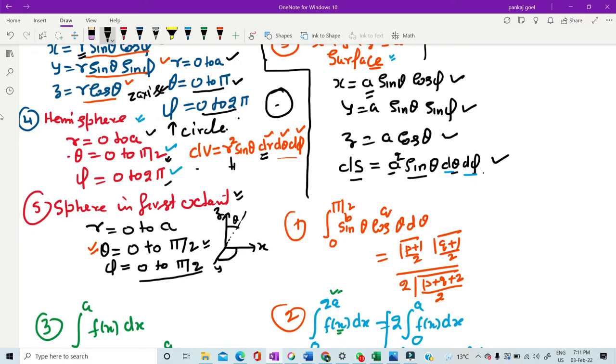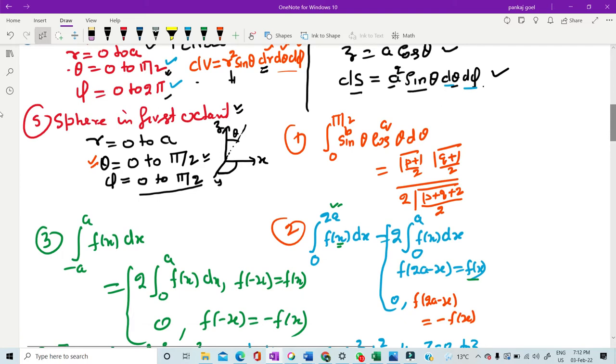Clear? For solving these types of integrations, only two formulas are required. Formula number 1: integral 0 to pi by 2 of sin power p theta cos power q theta d theta. The formula for this is gamma of (p plus 1) by 2 times gamma of (q plus 1) by 2, upon 2 times gamma of (p plus q plus 2) by 2. This is the first formula. This one is the second formula.